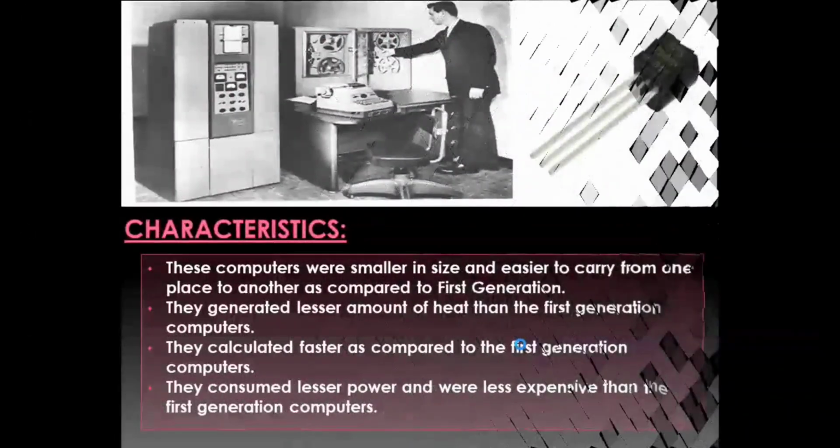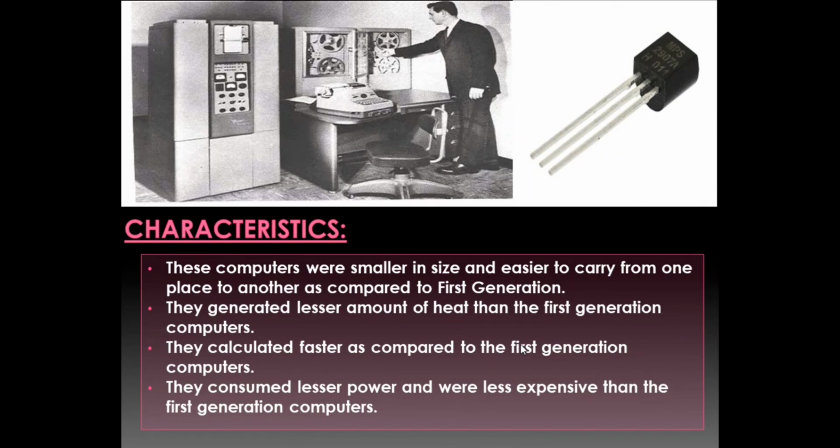Coming to the characteristics of second generation, when compared to first generation computers, these computers were small in size and easy to carry from one place to another. And they generated a lesser amount of heat, and they calculated faster compared to first generation. They consume less power and are less expensive. See, these are the transistors, and these are the second generation computers. Compared to first generation computers, they are smaller in size, right?